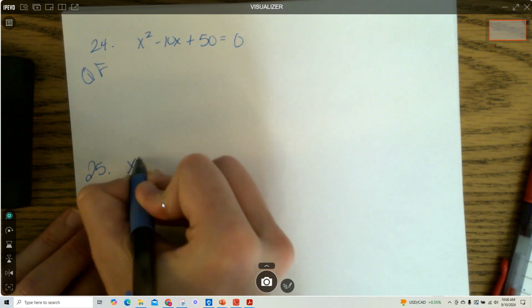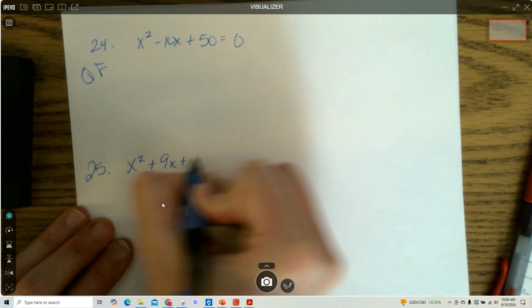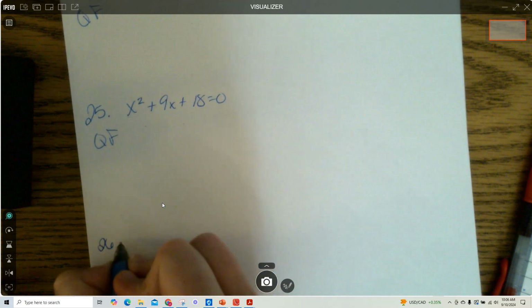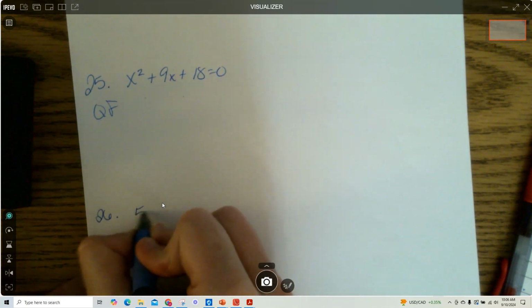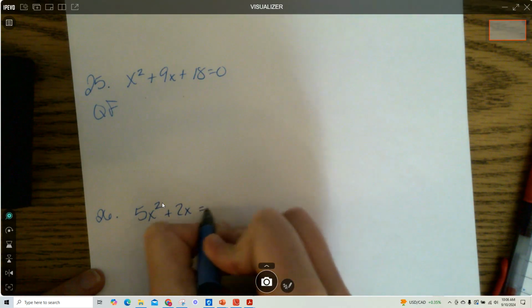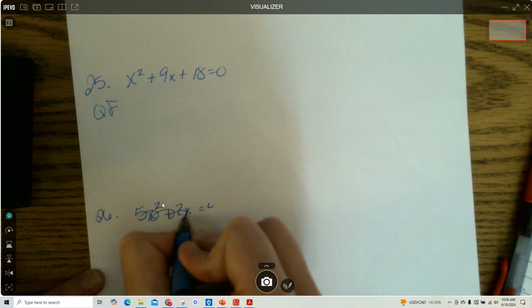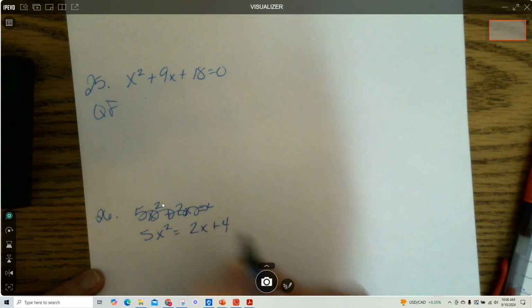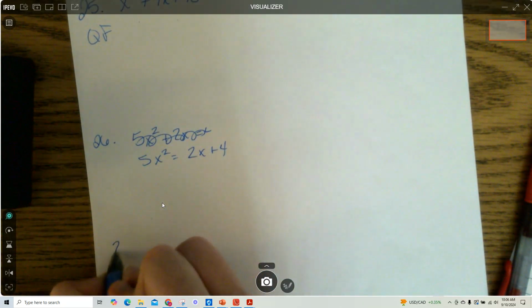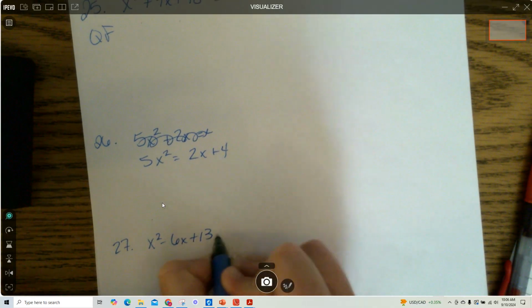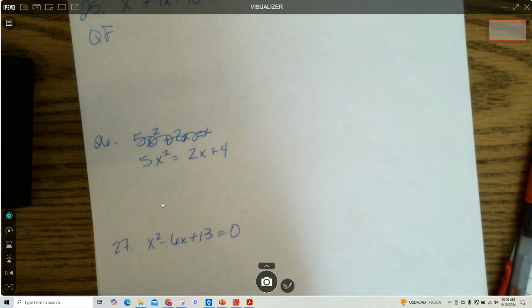x squared plus 9x plus 18 equals 0, using the quadratic formula. All right, 26. 5x squared equals 2x plus 4. Okay. And then 27, x squared minus 6x plus 13 equals 0. Okay.